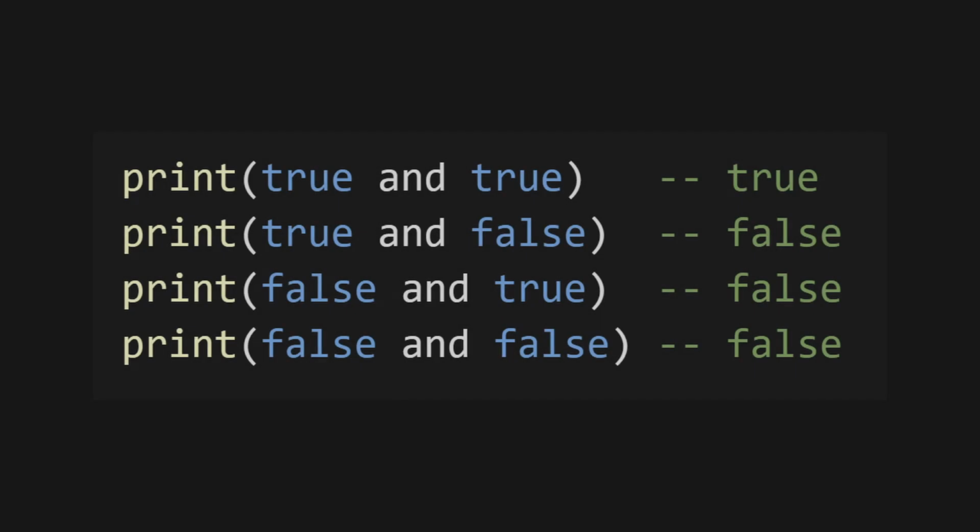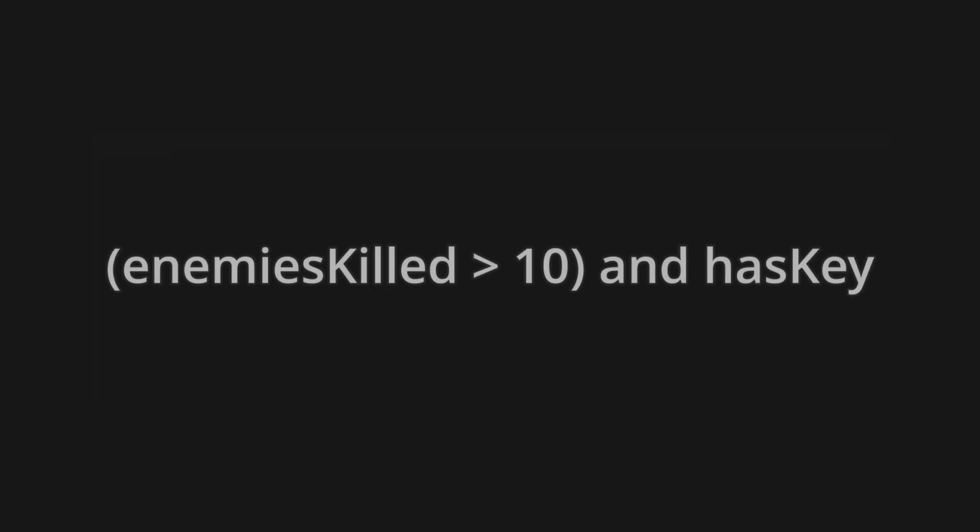Next, we have logical operators, AND, OR, and NOT, which are used in conjunction with Boolean values. If we take two conditions, AND returns true only if both conditions are true, and false otherwise. An example where this would be useful is if you needed to check if the player has killed a certain number of enemies and has a key before moving on to the next level.